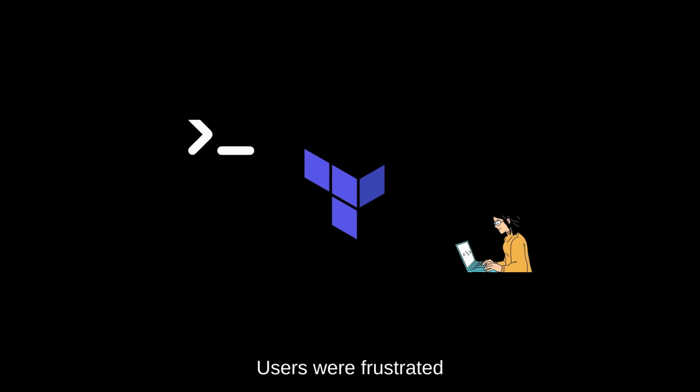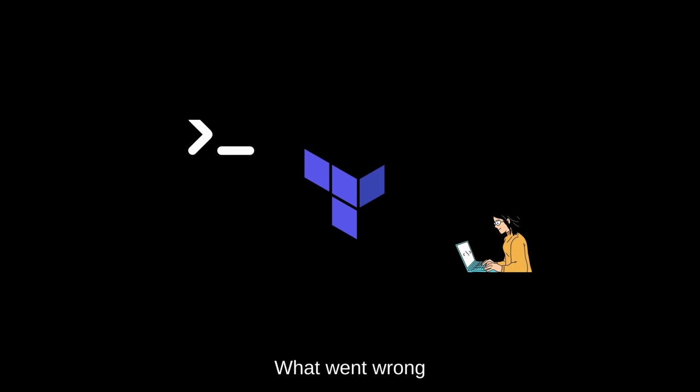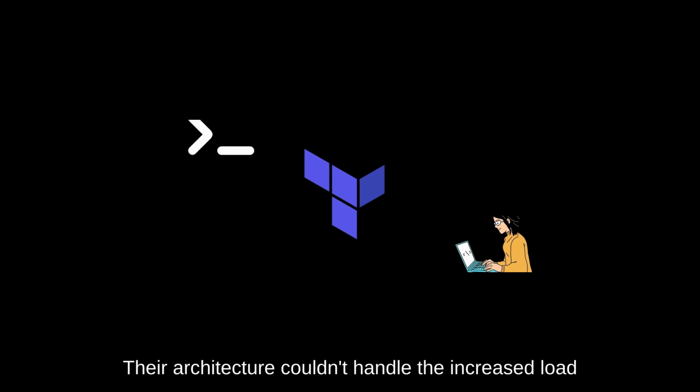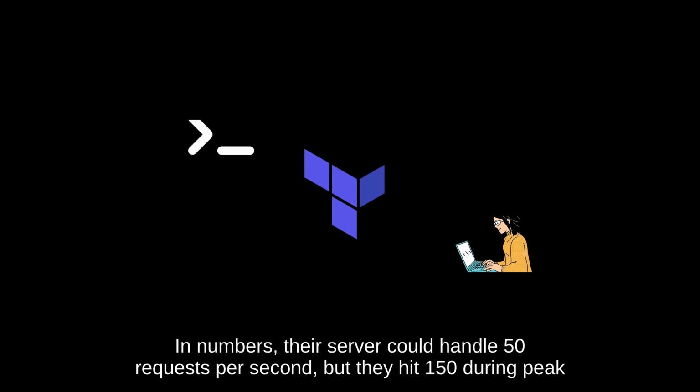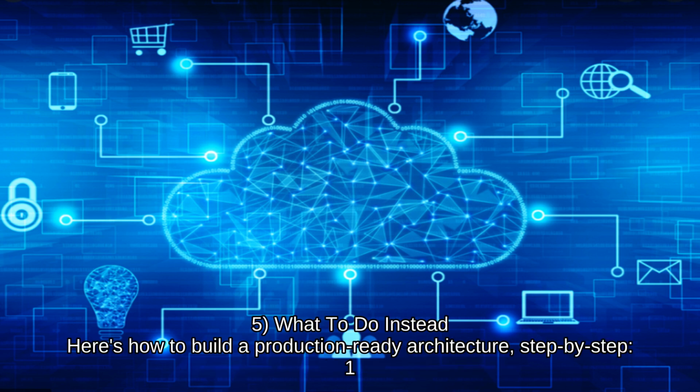They lost potential customers and had to push back their marketing efforts. What went wrong? They didn't account for scaling. Their architecture couldn't handle the increased load. In numbers, their server could handle 50 requests per second, but they hit 150 during peak. The app went down for hours, losing an estimated $10,000 in potential revenue.